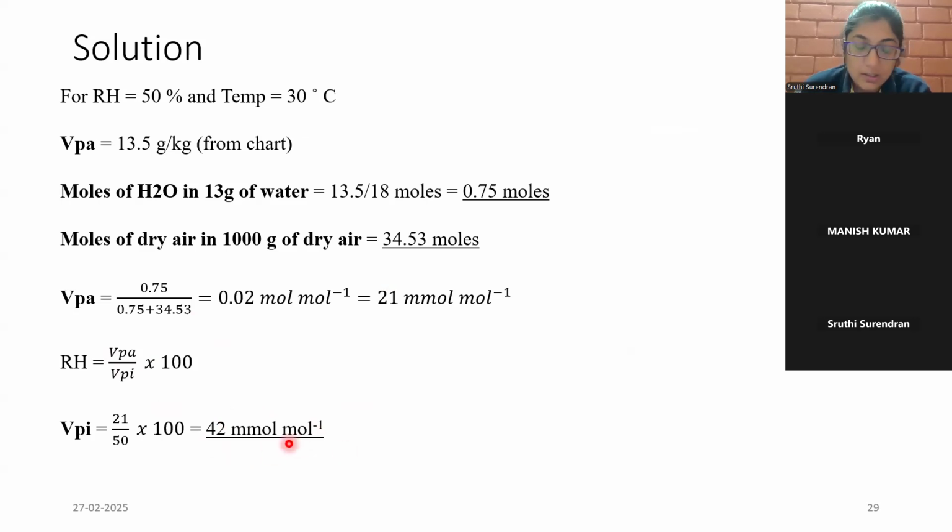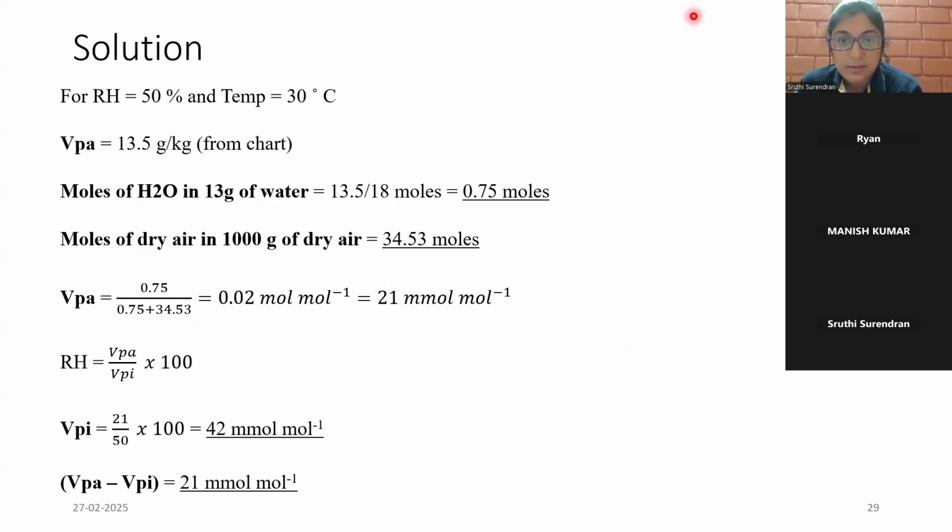So this is the saturated vapor pressure. So the vapor pressure deficit will be 42 minus 21, around 20. I think even you got that. Yeah, somewhat the same. Again, one point something and point something differences will be there considering the number of decimals we are taking and all the rounding off. So I think Ryan, you got the correct answer.